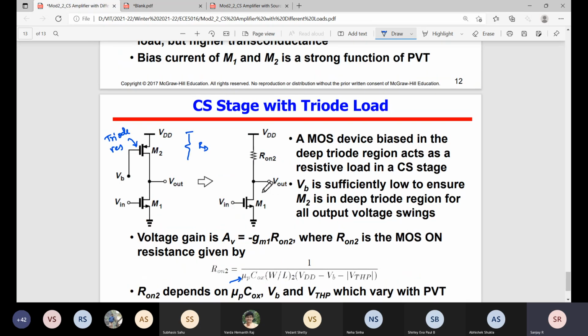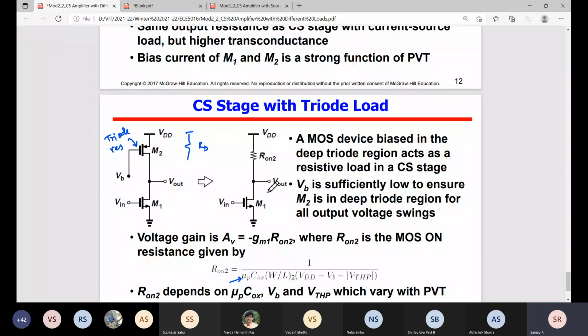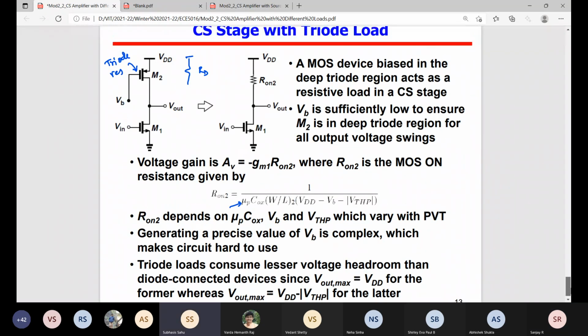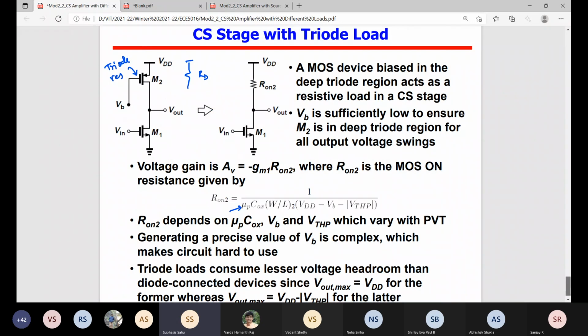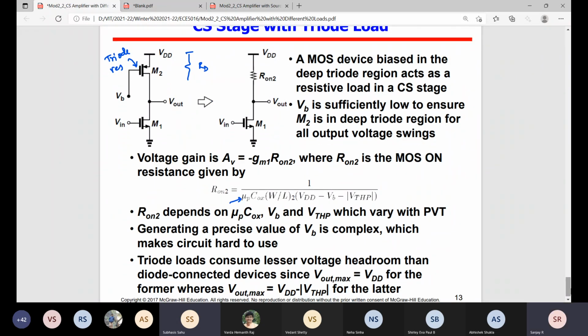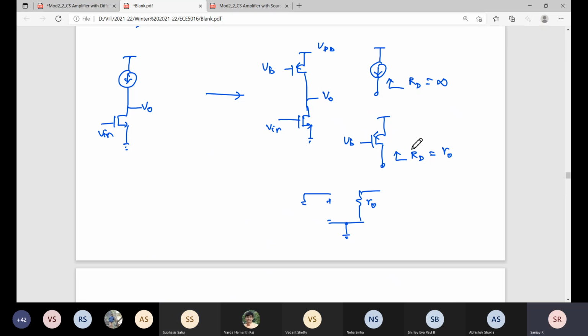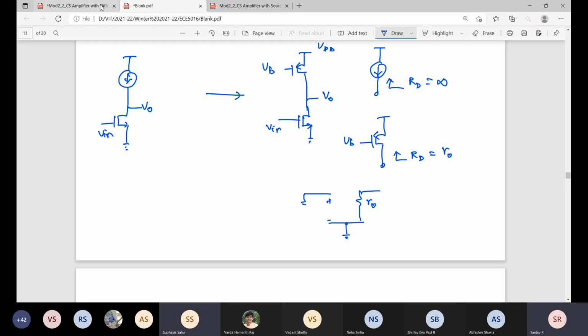So that's all about the common source amplifier with different loads: diode connected, current source, and triode. Any doubts here? Sir, in the triode load, the voltage gain should be minus GM1 times R on 2 parallel R0. R0 will come, yes, definitely. R on 2 is much lower, so we can take it because R0 is a current source impedance. Am I right? Yes, sir. Current source impedance is always higher, so we can approximate to R on 2.